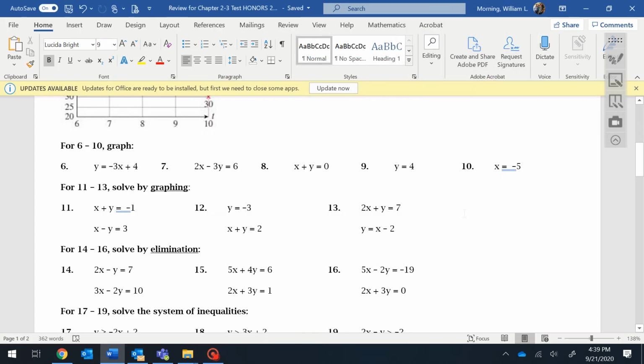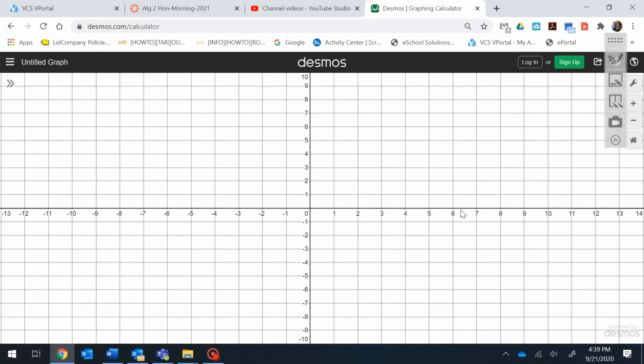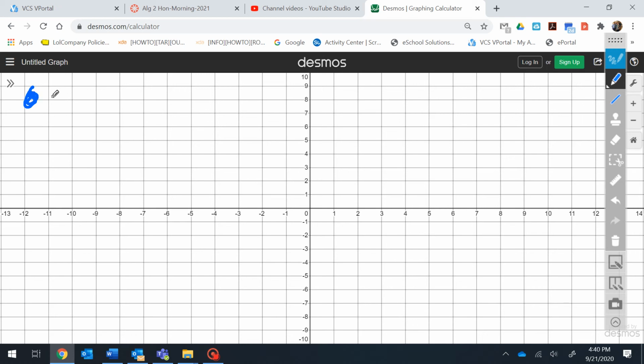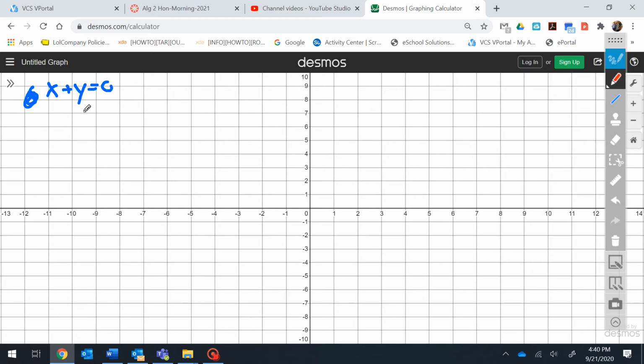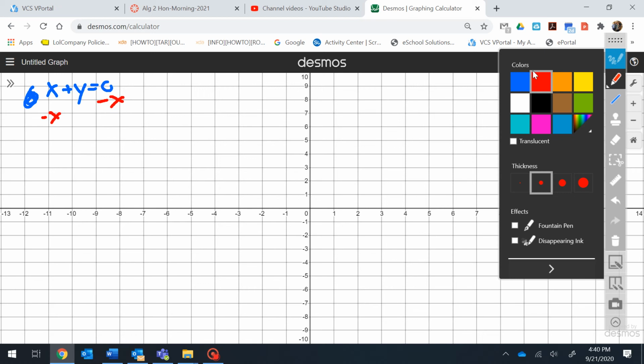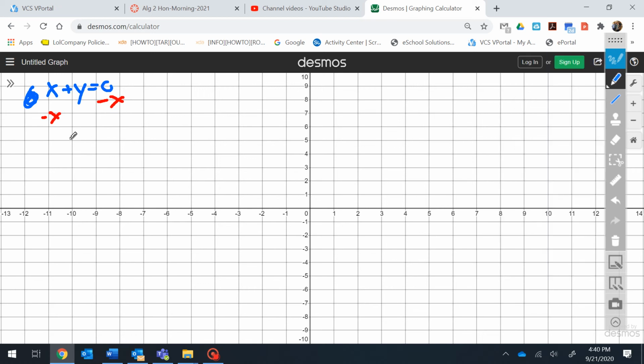Alright, number 8, x plus y equals 0. Very similar to the previous problem, except there's no coefficient on the y, but we still got to get rid of the x, so minus x. 0 minus x is just negative x, so we have y is equal to negative x.